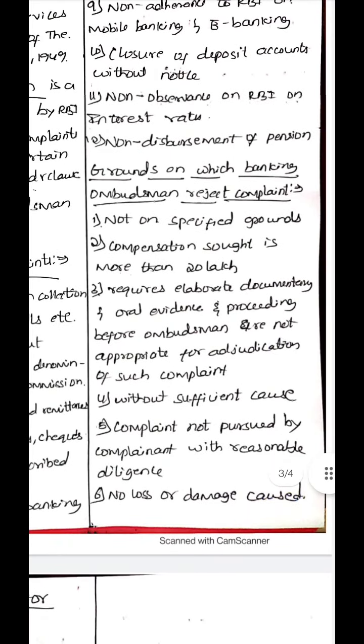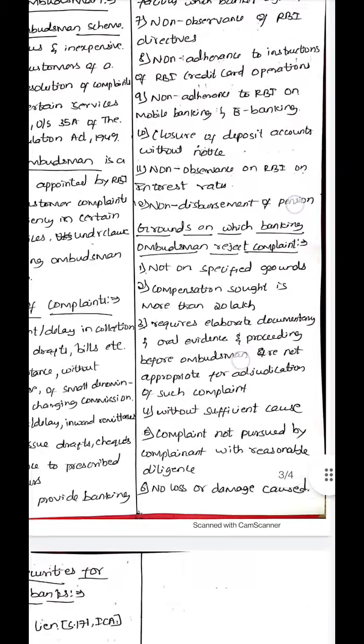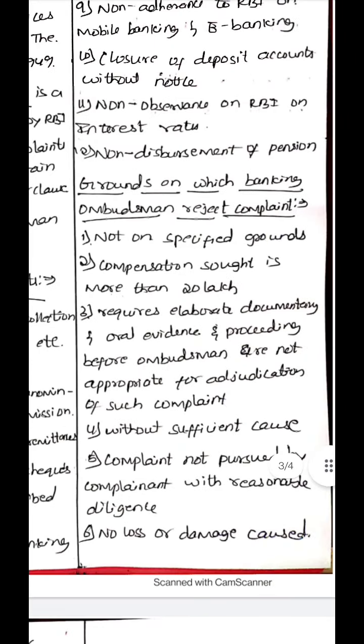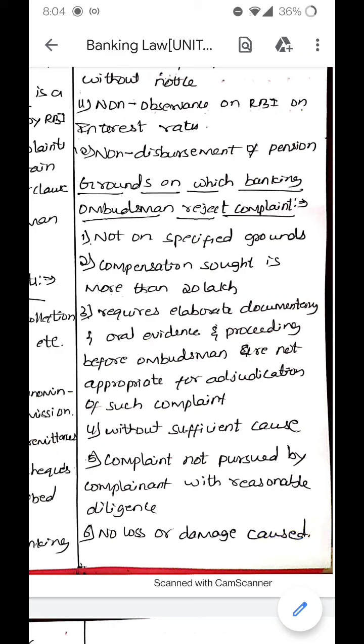The next is the grounds on which the banking ombudsman may reject the complaint. If the complaint is not on the specified grounds, then the banking ombudsman may reject the complaint. If the compensation sought is more than 20 lakh rupees, so in the banking ombudsman scheme, only compensation of less than 20 lakh rupees can be sought. The next is if the matter requires elaborate documentary and oral evidence and proceedings before the ombudsman are not appropriate for adjudication. So if it is a lengthy procedure, it requires longer documentary and oral evidence, then the ombudsman may reject the complaint.